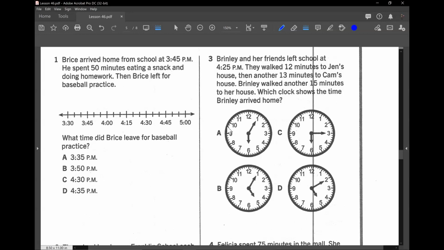Bryce arrived home from school at 3:45. He spent 50 minutes eating a snack and doing homework. Then Bryce left for baseball practice. What time did Bryce leave for baseball practice? Again, Scooby. I'm not going to go through the steps, just going to do it.